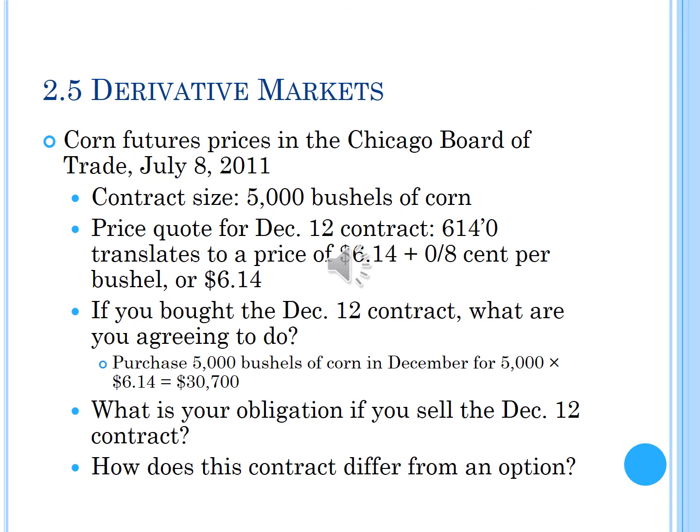How does this contract differ from an option? We just mentioned that earlier in this lecture. Basically, for the contract, you are obligating that you are going to purchase or sell specific assets on the contract's maturity. However, for an option, you purchase the right, or the option, to either buy or sell a specific asset until an expiration date or a maturity date.